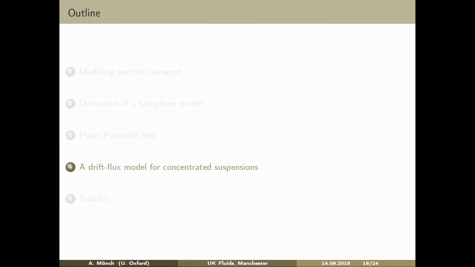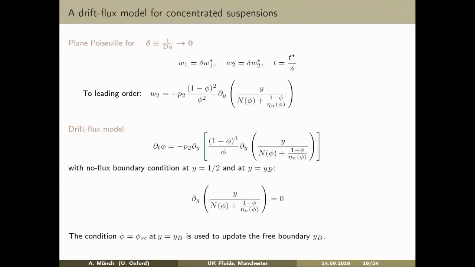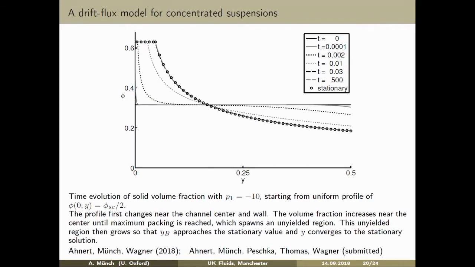And you can extend this a bit further into the dynamic regime and show that you can formulate a drift flux model plus this jamming region. What you do is an expansion in the large Darcy number. You get this nonlinear diffusion equation. If you solve it starting with a flat state, the concentration jumps up to the critical state and then expands until you get the equilibrium value.